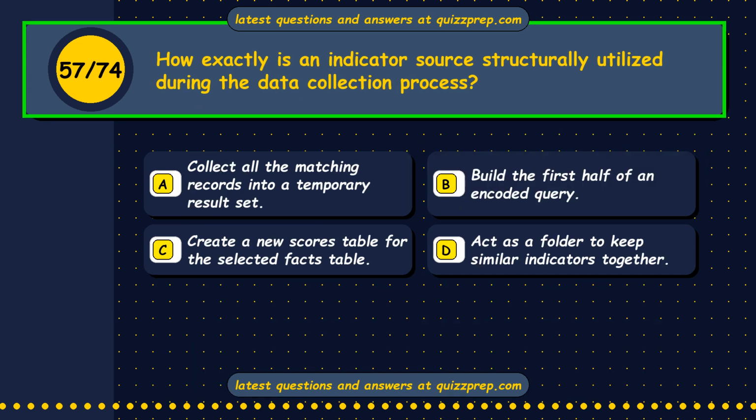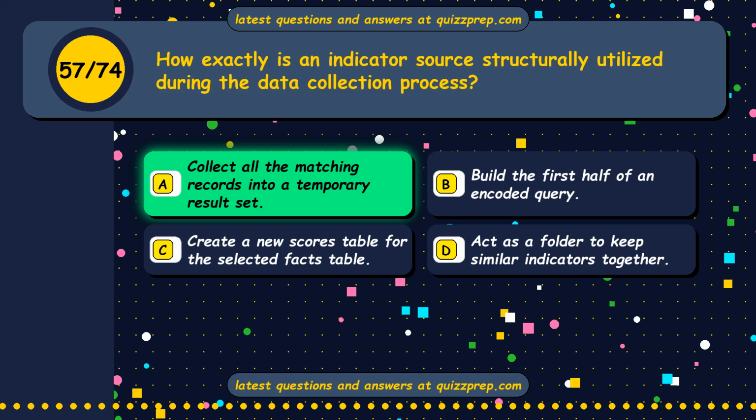Question 57. How exactly is an indicator source structurally utilized during the data collection process? Option A. Collect all the matching records into a temporary result set. Option B. Build the first half of an encoded query. Option C. Create a new scores table for the selected facts table. Option D. Act as a folder to keep similar indicators together.